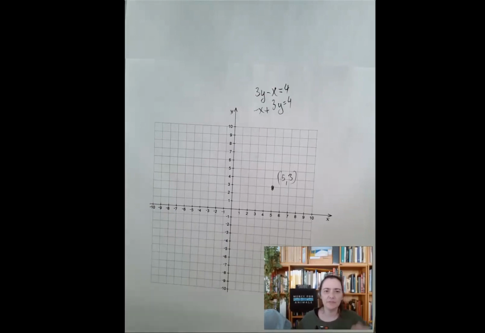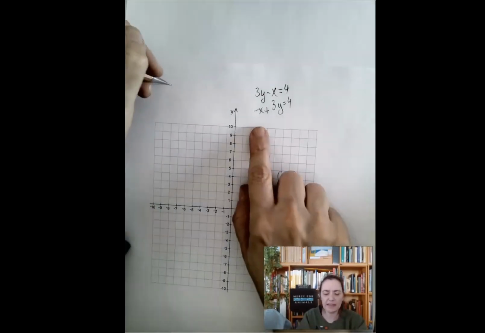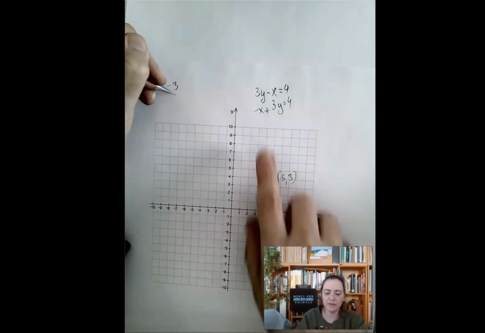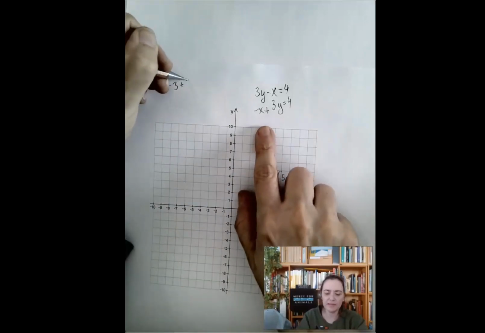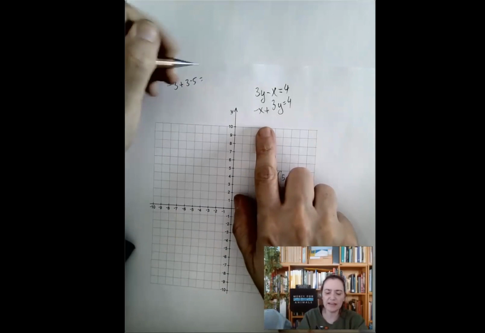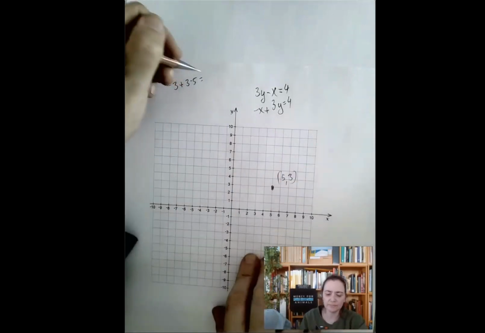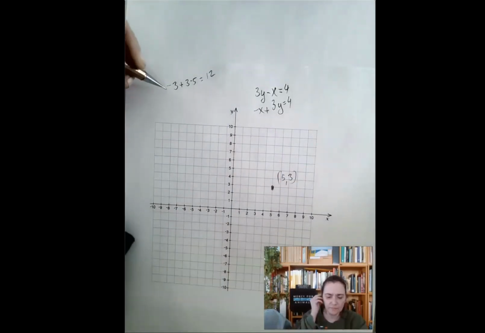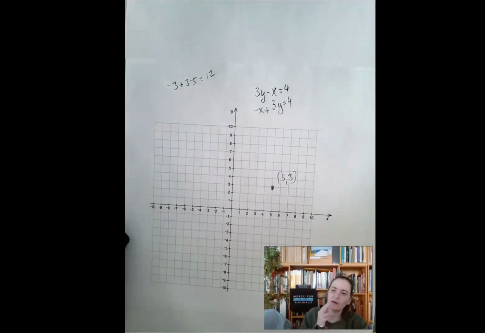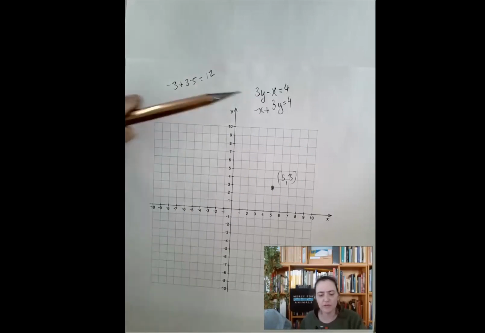3, 5. Minus 3 plus 3 times 5 is 12, not 4. Right? So 3, 5 will not work. All right, tell me this. What if y happens to be 0? Solve for x in this equation when y is 0.